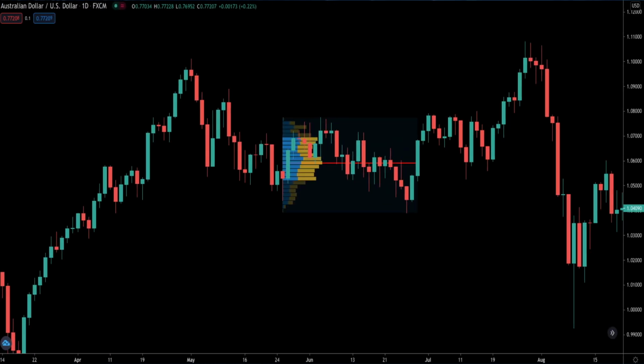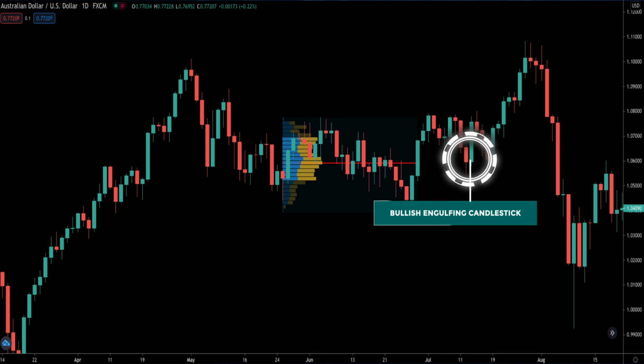So right here, price eventually retraces to the key level and we get a nice bullish candlestick pattern here. And that will be our entry trigger.